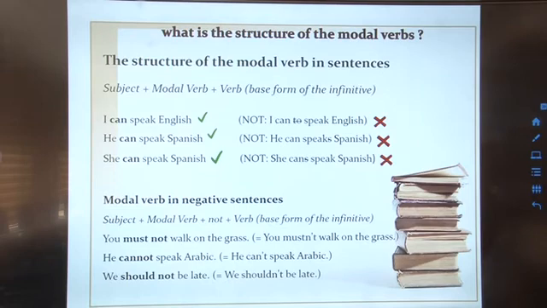In a short variant, we should write: you mustn't walk on the grass. And he cannot speak Arabic. He can't speak Arabic. We should not be late. We shouldn't be late. Here with should, we express suggestion or advice, yeah? Okay, next.